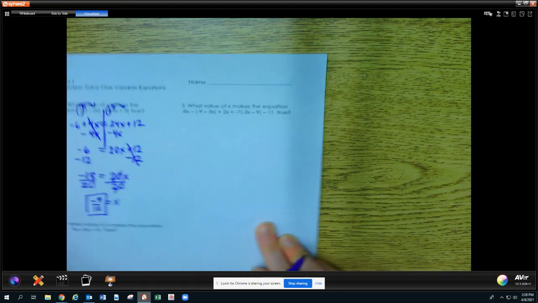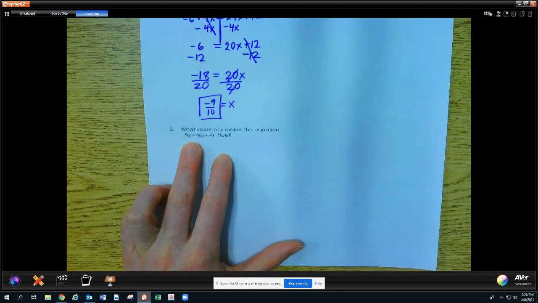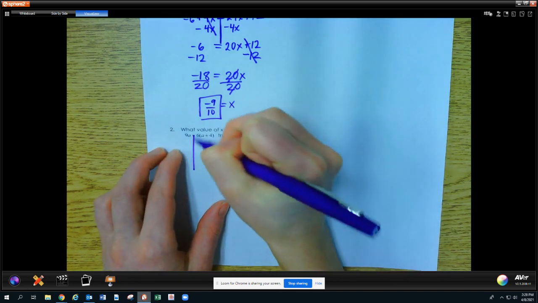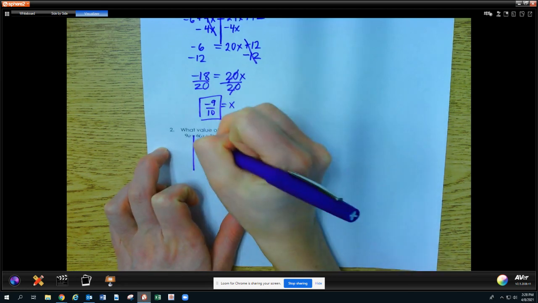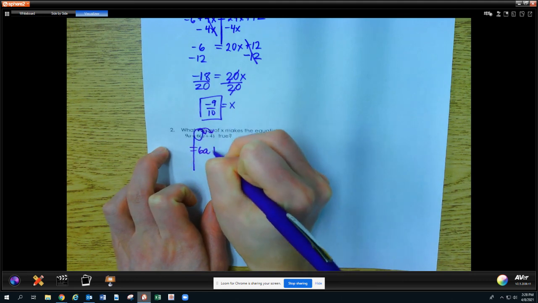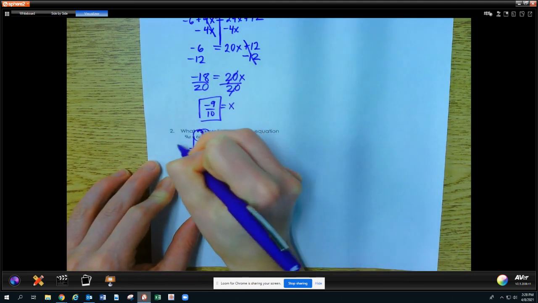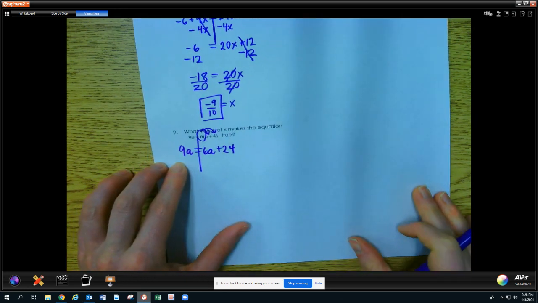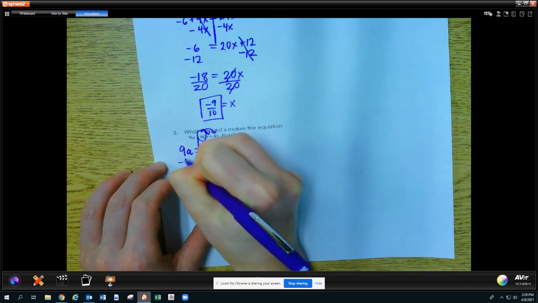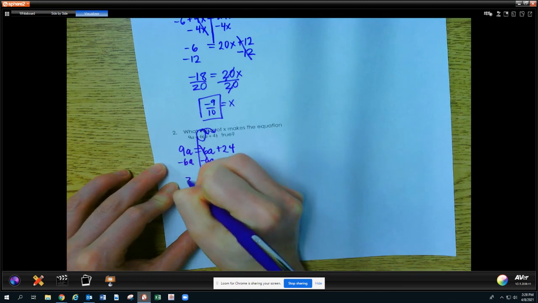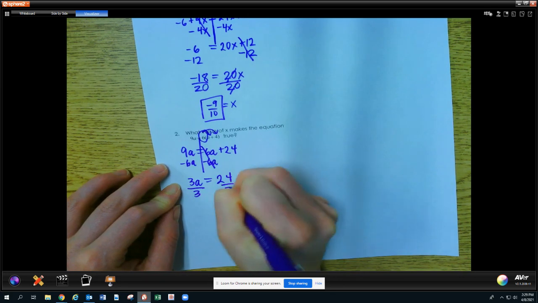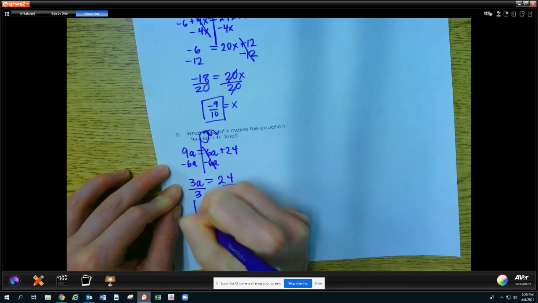Okay, on question 2, it says which value of x makes the equation true? Okay, draw your line where the equal sign is. Take care of this distribution on the right-hand side. So I'm distributing a 6 to both terms, giving me 6a, and then 6 times 4 is 24. And I've got 9a over here. Okay, I need a's on one side, numbers on the other, so I'm going to subtract all of these a's. So now I have 3a equals 24, divide by 3, a equals 8.